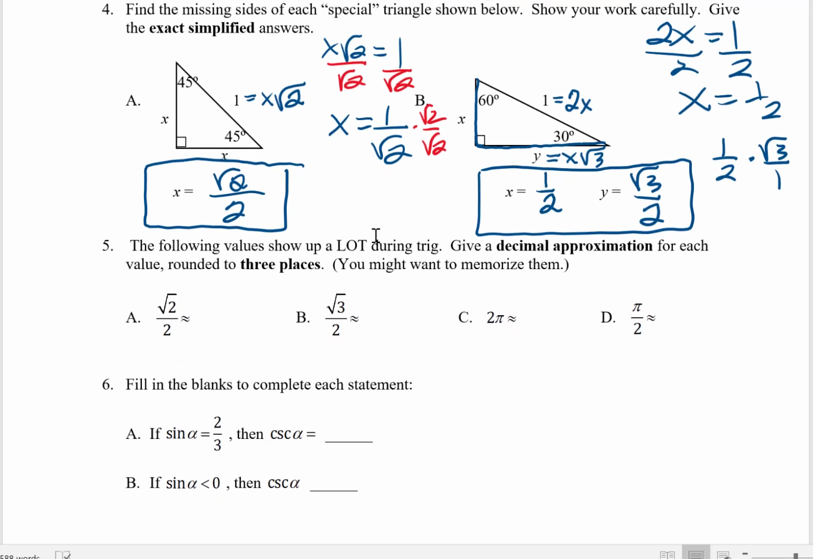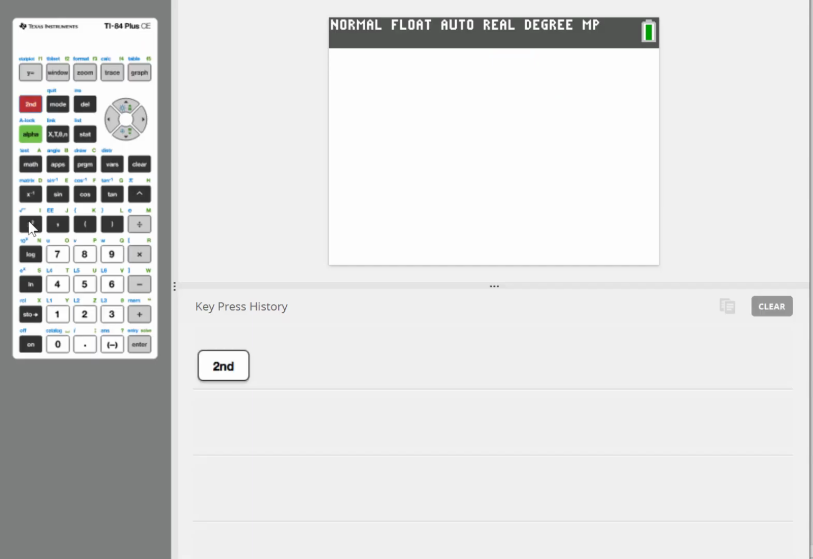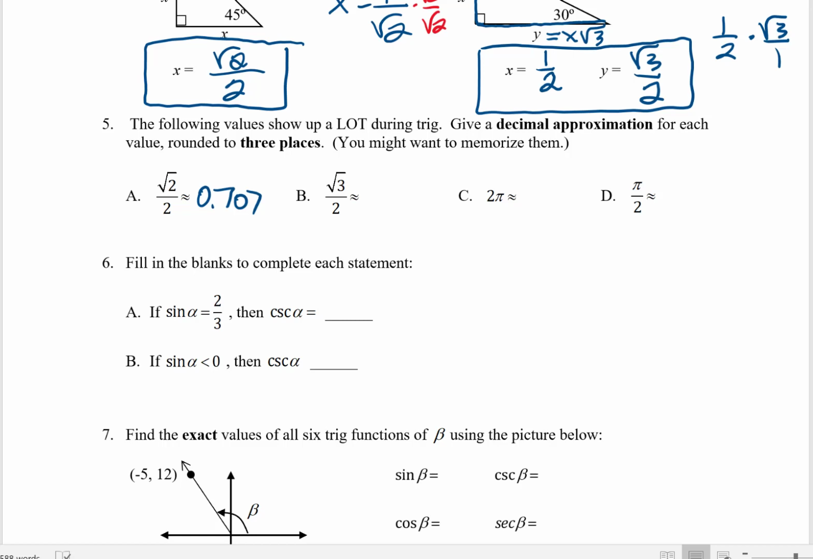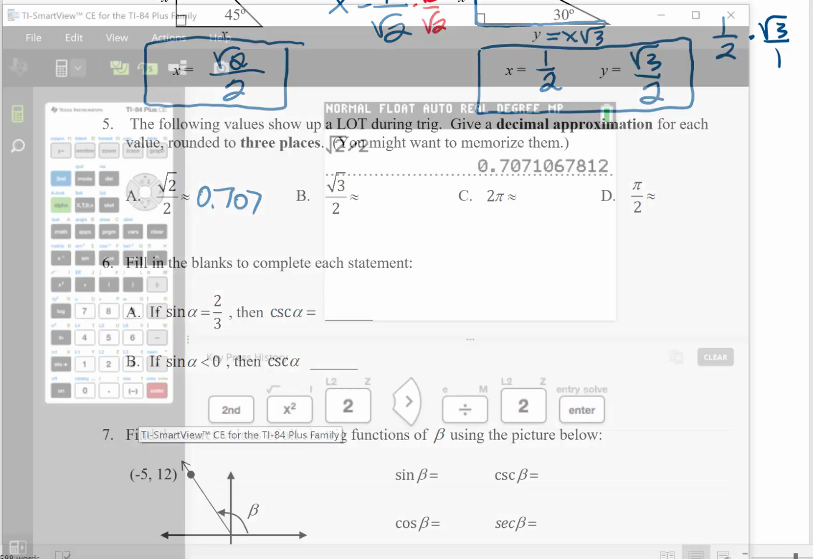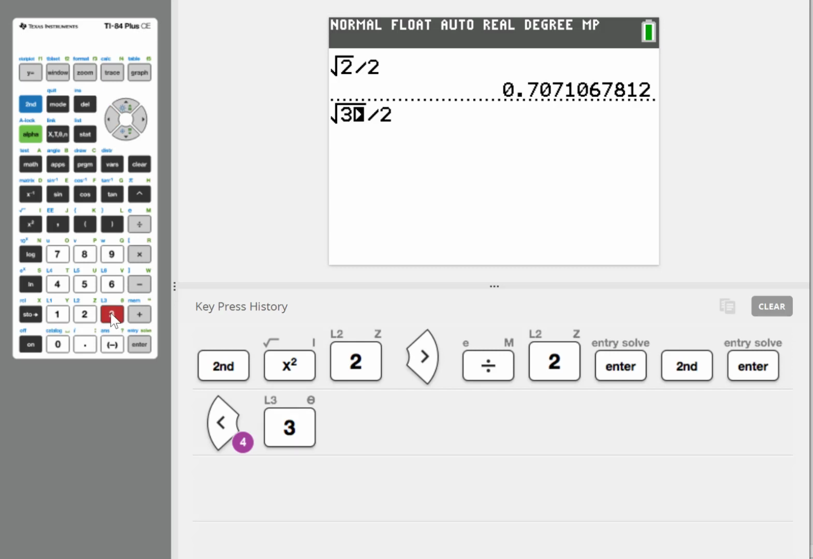In problem 5, we're just being asked to type these things into the calculator and get some decimals. The first one is square root of 2, and then leave the square root divided by 2. That is about 0.707. And then we want to do square root of 3 over 2. I think I'll just take my last entry here and scroll over and change that 2 to a 3. And now I have square root of 3 over 2. And that is about 0.866.